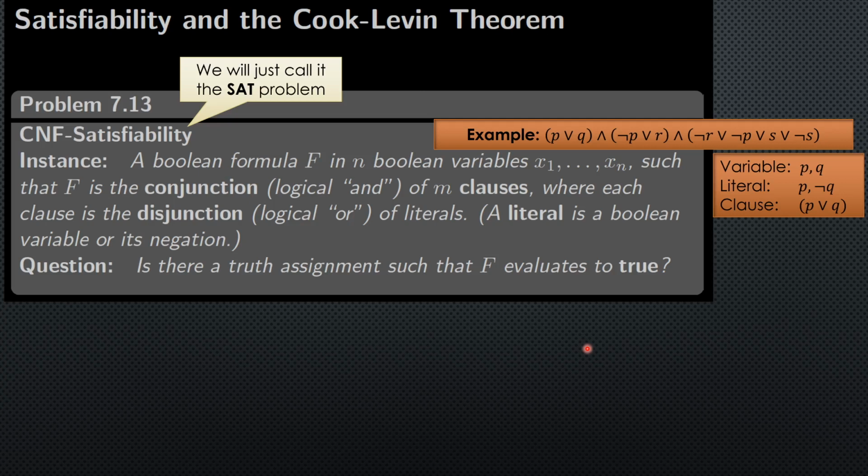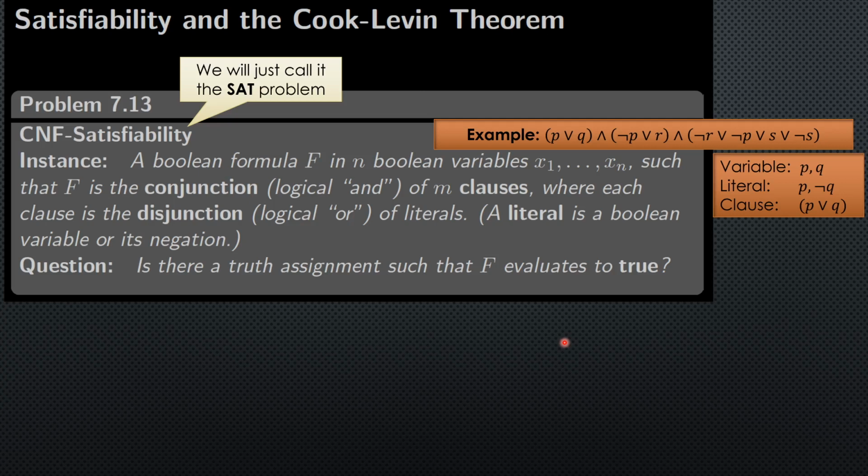What is the actual problem we're trying to solve? Well, it's a decision problem, and the question we're trying to answer is: is there a truth assignment to the variables x1 through xn? So in this case, to the variables p, q, r, s. Can I assign p, q, r, s true or false to come up with a single assignment of the variables such that this whole formula is true?